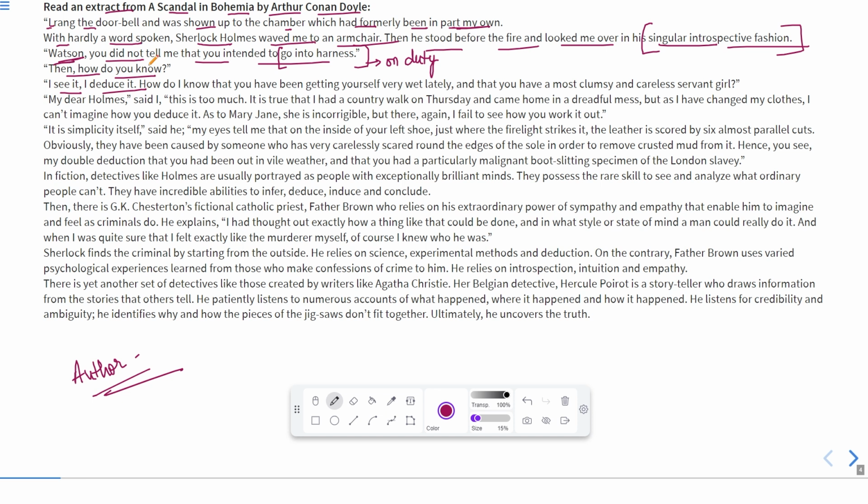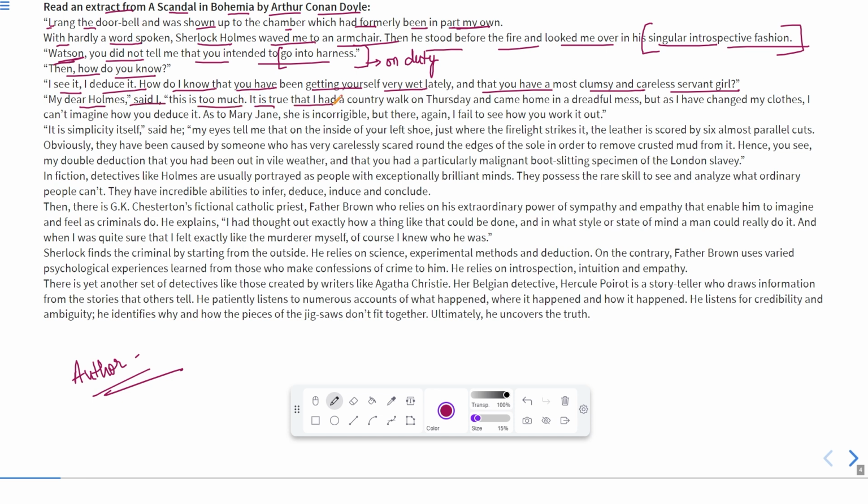Because he went to his job, here Sherlock Holmes is trying to know that if he was at his job, how did he know about that particular situation, what had happened over there. So he said "I see it or I deduce it," meaning he has concluded. "How do I know that you have been getting yourself very wet lately? That you have a most clumsy and careless servant girl?" It means he's asking about Watson's servant girl, that she is very clumsy and careless. Clumsy means looking awkward.